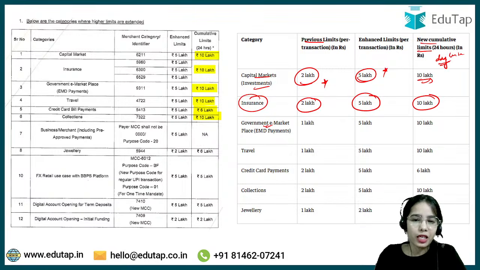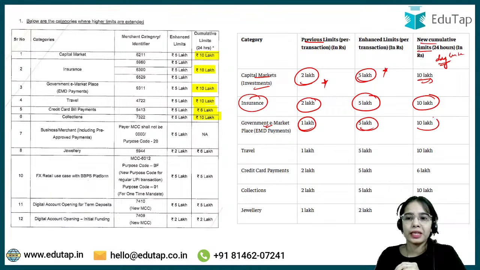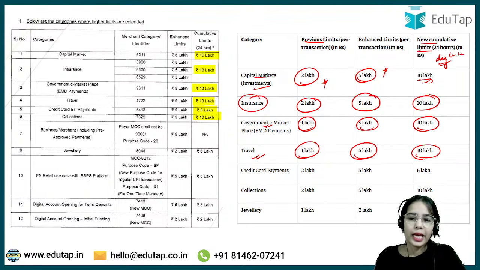For the government e-marketplace, or GeM, for government payments and such, like when the government is paying for acquiring tools and equipment for its departments, the tables and chairs for its departments, the previous limit was 1 lakh rupees. Now it has been enhanced to 5 lakh rupees per transaction, and 10 lakh rupees day wise. For travel, before the limit was 1 lakh, it has been enhanced to 5 lakh on a per transaction basis, and 10 lakh on a daily basis.